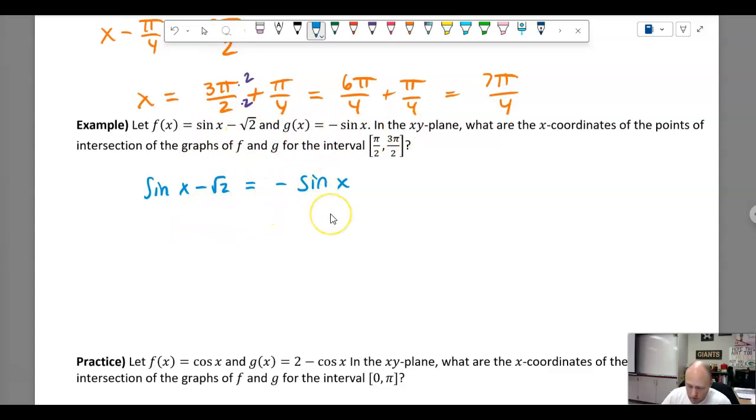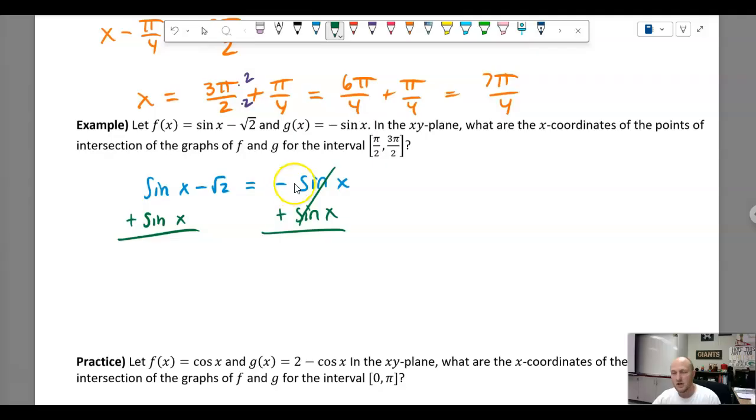And so what I'm going to do is combine like terms. I have a sine of x on both sides. I'm going to add a sine of x on each side. And I know you're like, what the heck? What are you doing? Well, just pretend it's a variable. What if it was an x? Or what if it was a y? Something very, very basic like that. So now what we have is sine of x plus sine of x is 2 of them. I have 2 sine x's minus square root of 2 is equal to 0. And now it's a lot less scary.